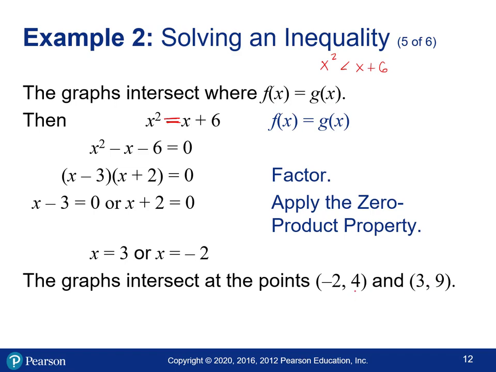Okay, really fast, where the 4 and the 9 came from. Those came from plugging the numbers back into the functions. So either function you want, if you plug in negative 2, so you could say f of negative 2, you're going to square that and get 4. Or you can say g of negative 2, you're going to add 6 to that and you'll get 4. Same thing with 3. If you plug in 3 into either function, you're going to get 9. Okay, so that's where those points came from.